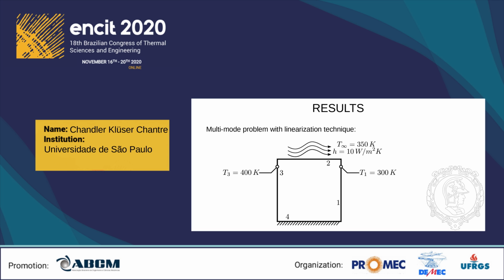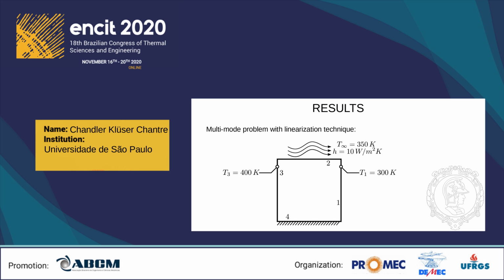Now that the model was presented, we are going to apply it to two examples and show how the method works in a practical way. The first problem is a long square duct with a convection mode in one of the surfaces of the radiative system. The loads of this problem are: for the surface number 1, a temperature load of 300 kelvins.